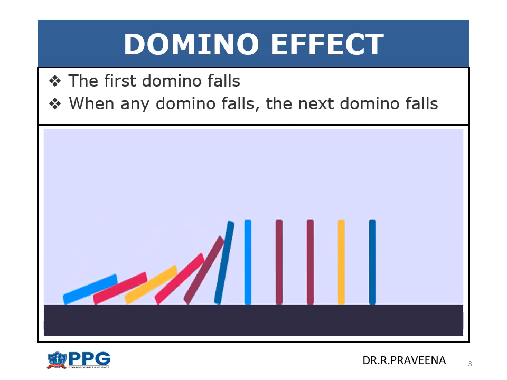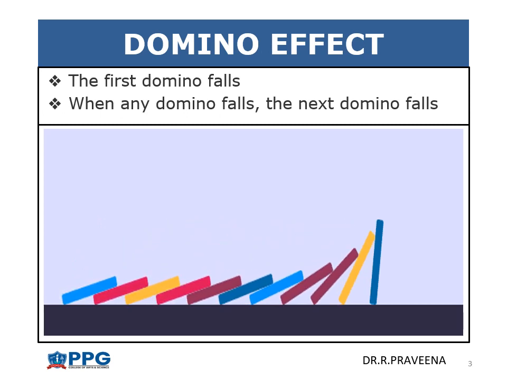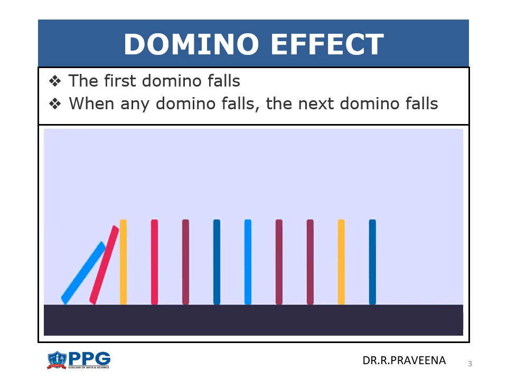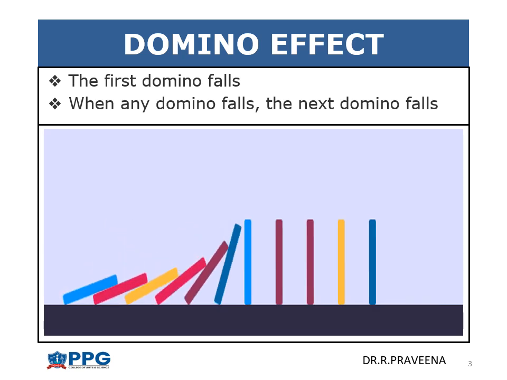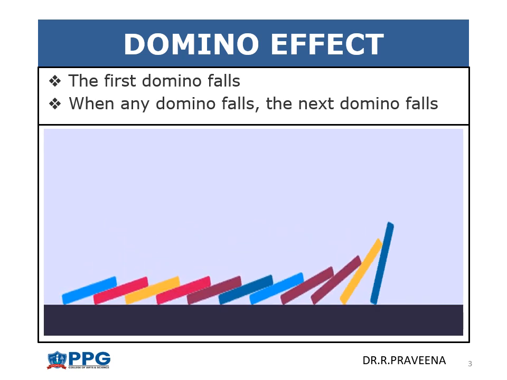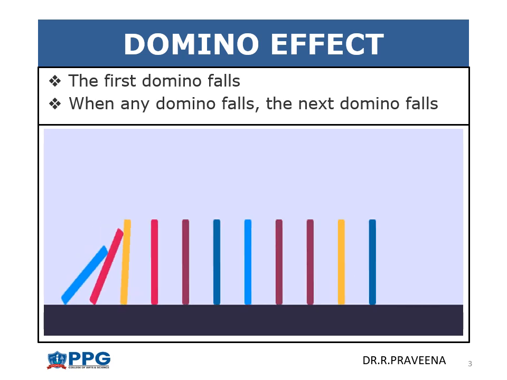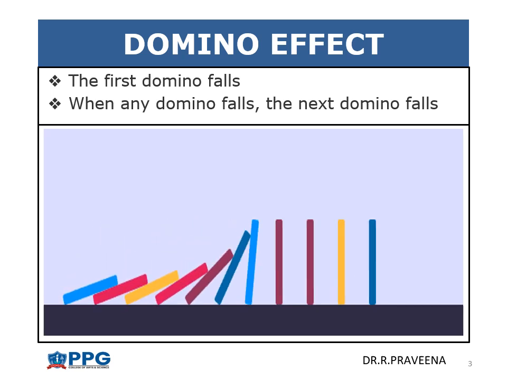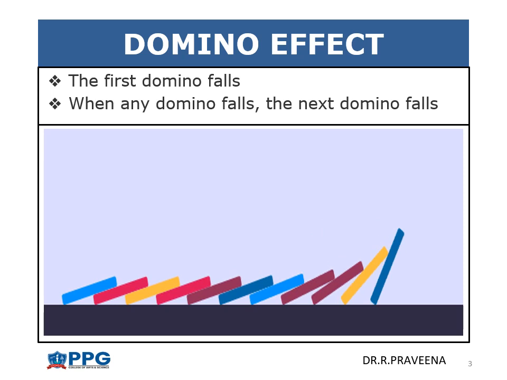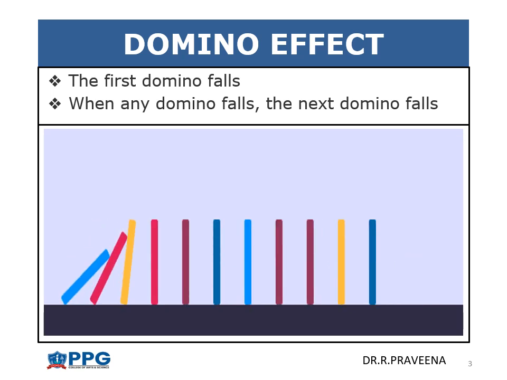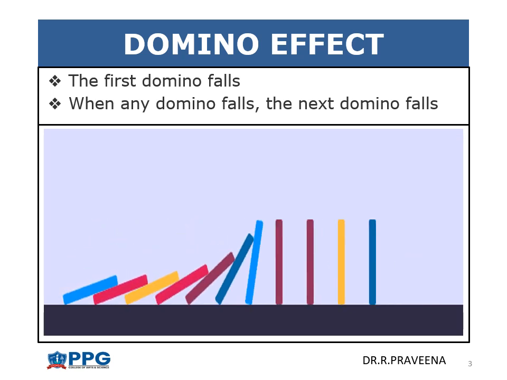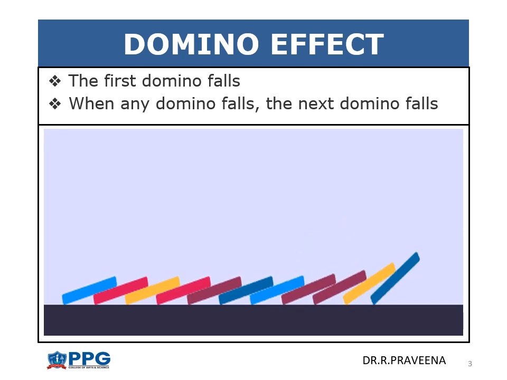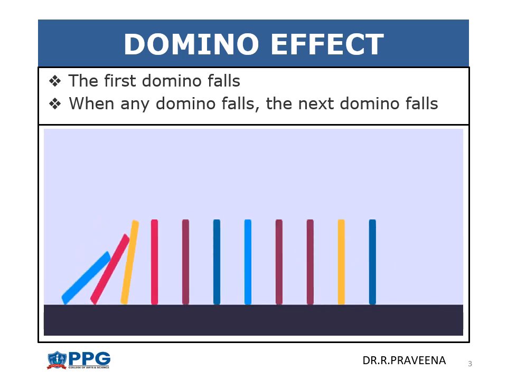Mathematical induction is like a domino effect in proving statements for all positive integers. If you can show that the first domino falls, that is the base case, and that if any domino falls, the next one will also fall, this is the inductive step, you have proven the entire row will fall.